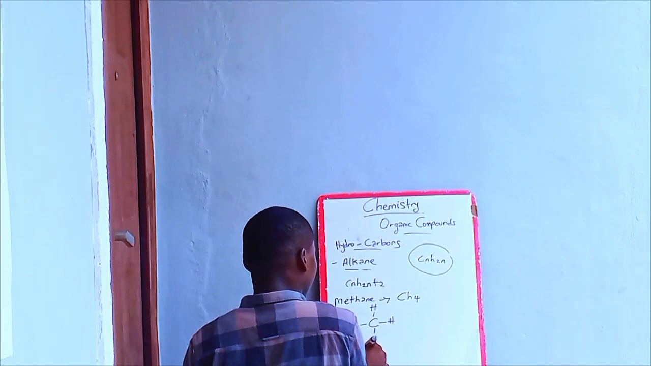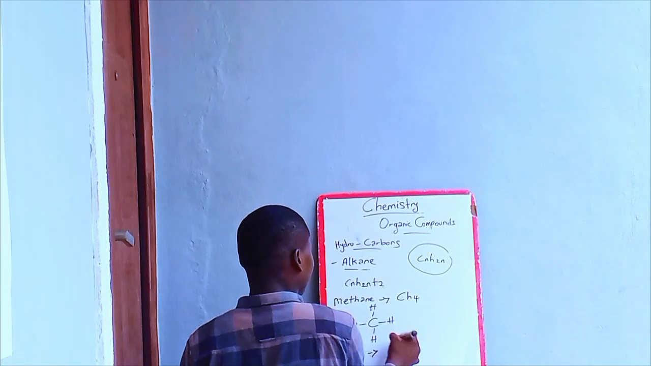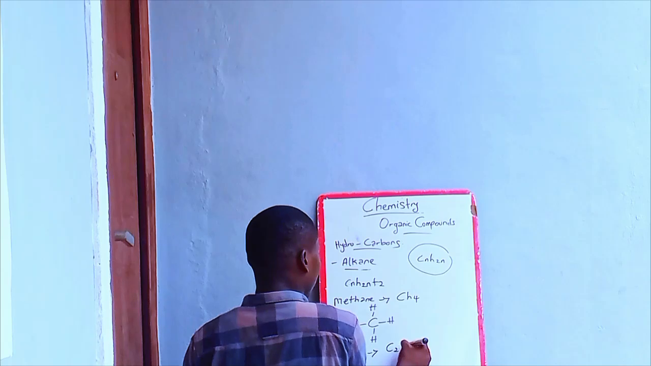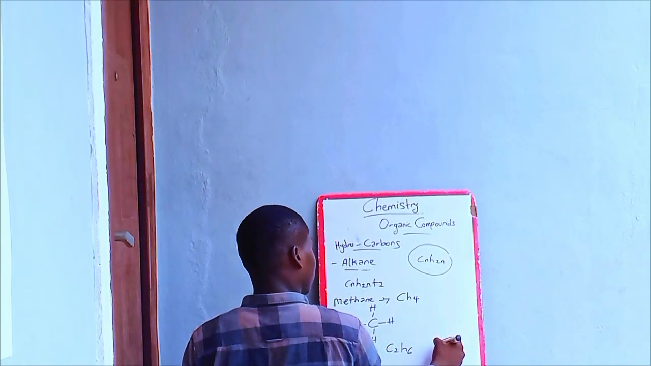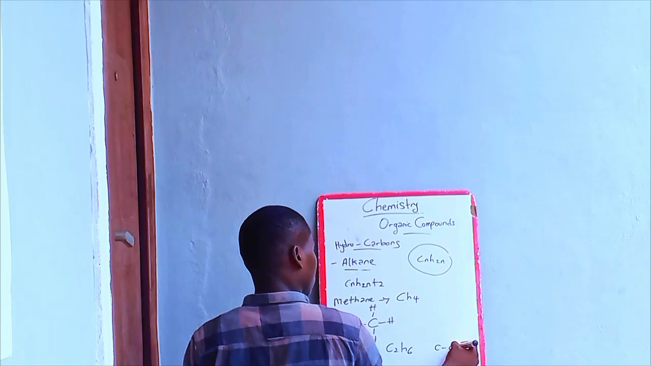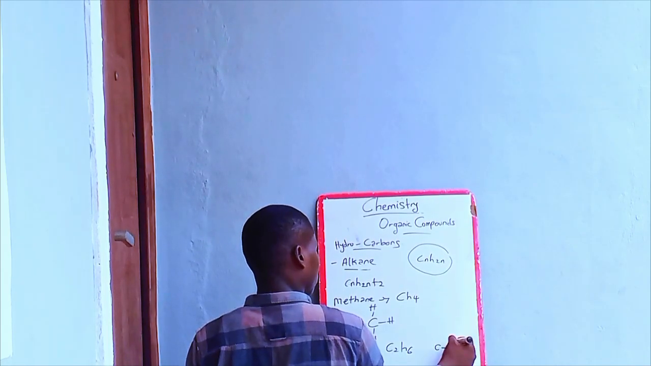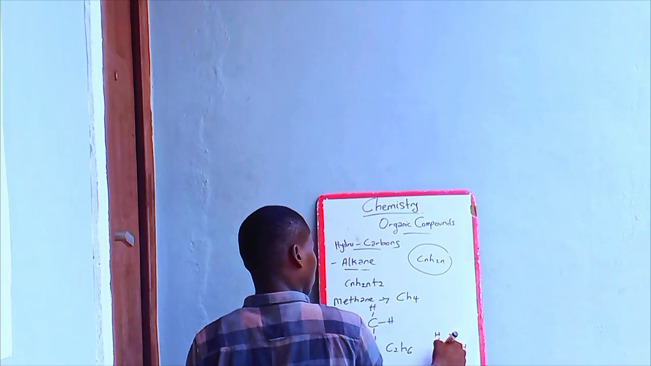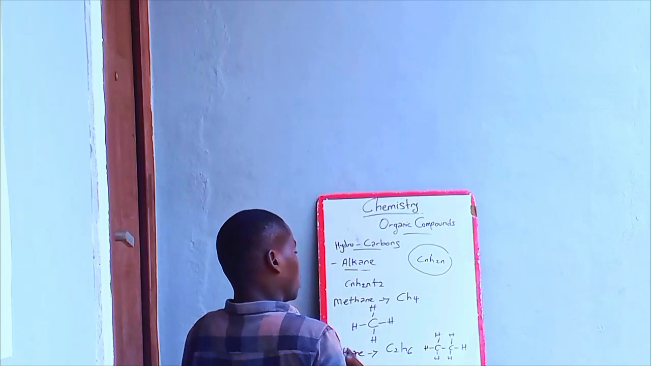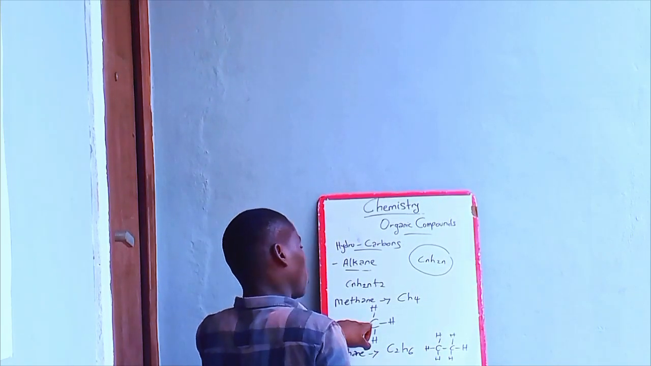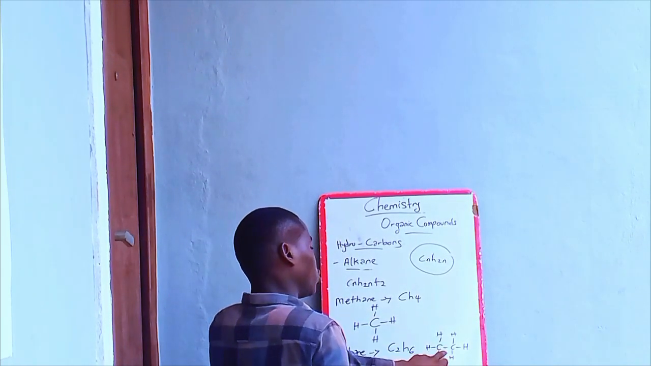Ethane is the second member, so it's going to be C2H6. So it's going to be stated as C2. If you notice, in this one we have just one C, and in this one we have two C's.